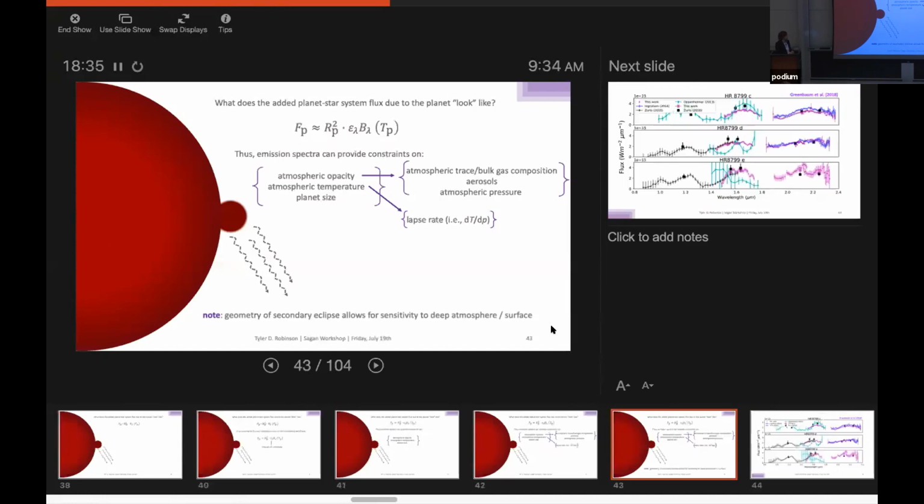One last thing to point out is that in the geometry of secondary eclipse or in direct imaging, you have pretty much straight down through the atmosphere views, which means that you're sensitive now to deeper levels of the planetary atmosphere than you are in transit observations. So in that way, they're very complementary to one another.